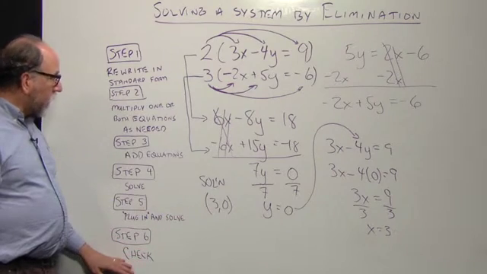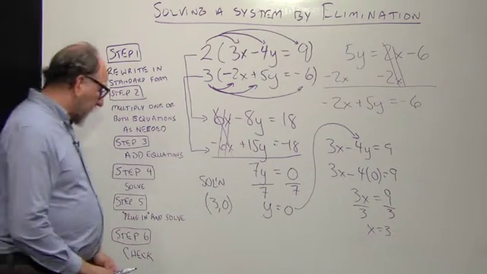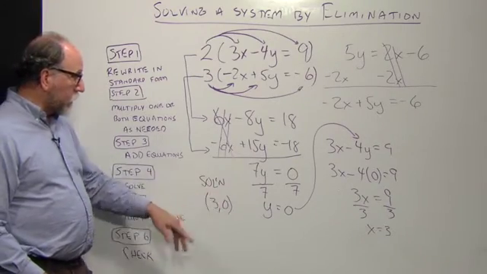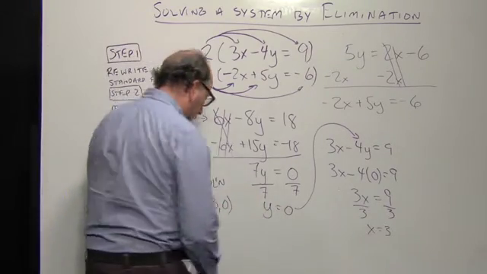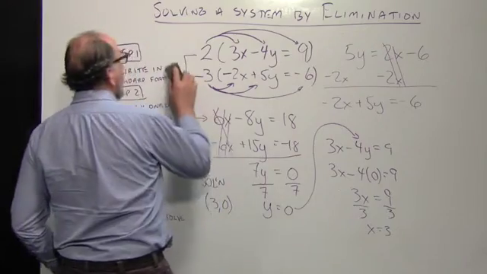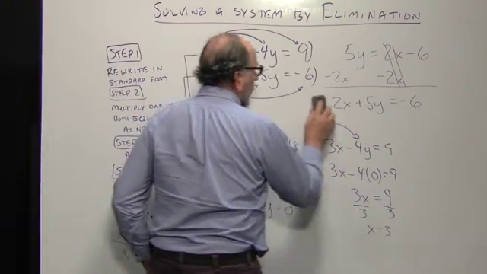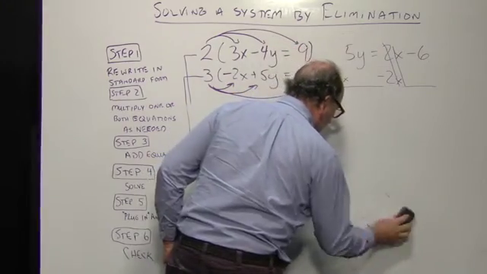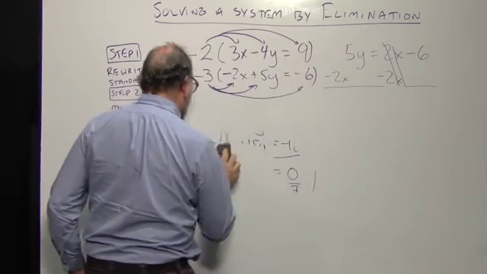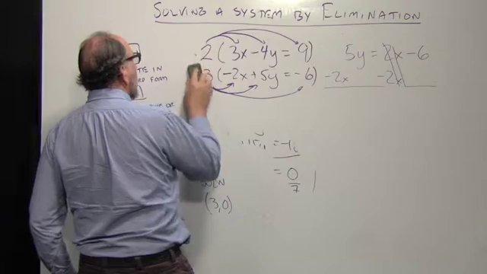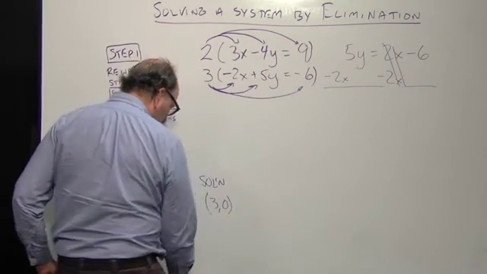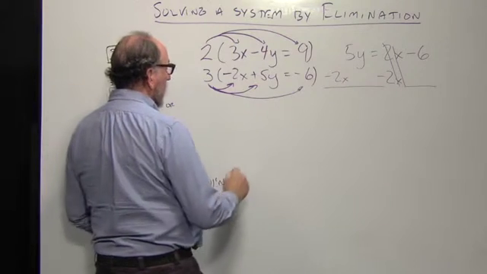And now the last step is to check it. So I'm going to erase what we have. Everybody see that (3, 0) is the solution because we got those two answers there and there. And we'll go back to the original equations and check to see whether that solution works in each one. If it works in both, then it must be the correct solution.